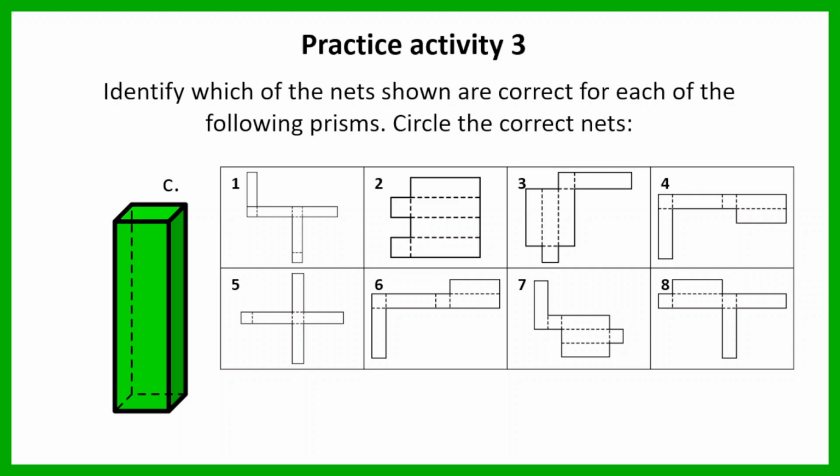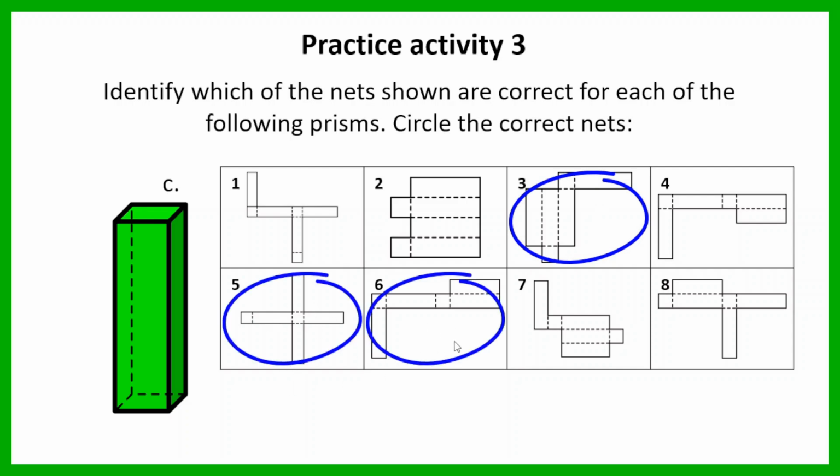Okay, so let's go through these ones over here. So just like the last one, I'm going to first show you which ones are correct, and then I will explain to you why the other ones are not correct. So the first one that's correct is number 3 over here. Then the next one is number 5. Then number 6 is correct, and number 8 is correct. So let's have a look at why the other ones are not correct.